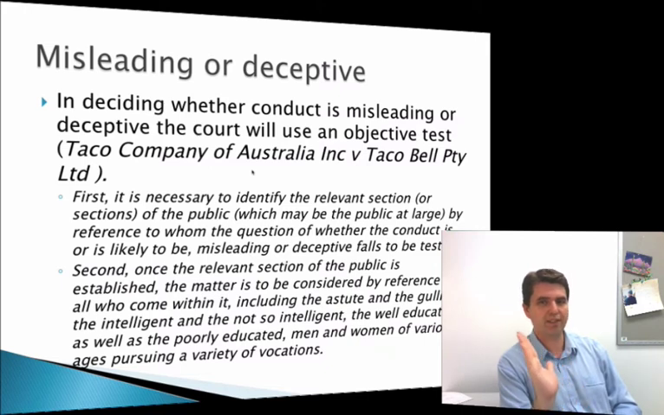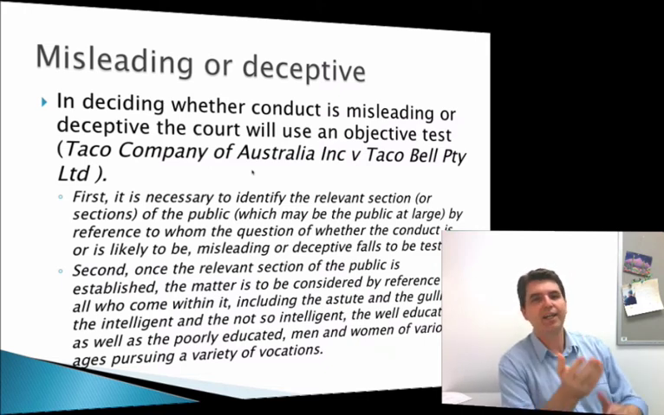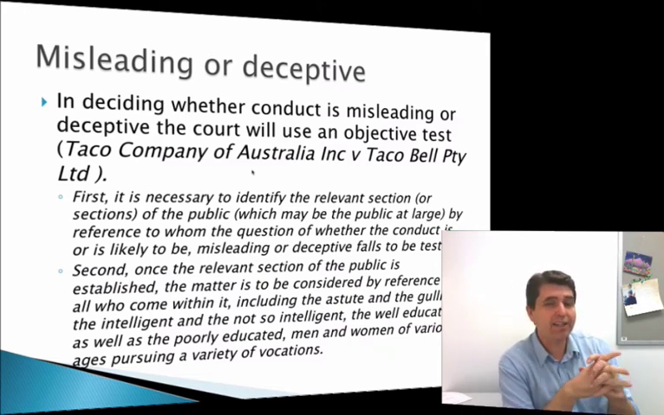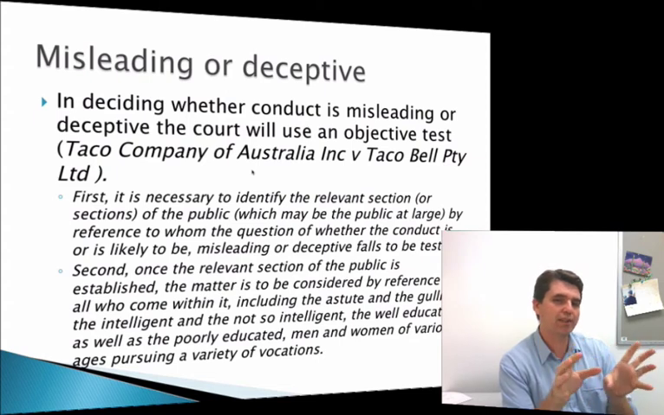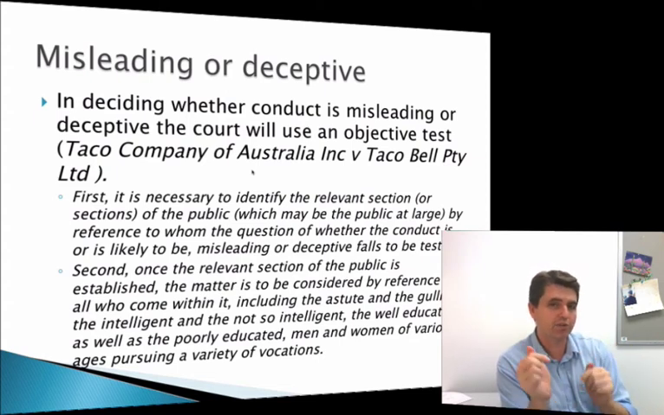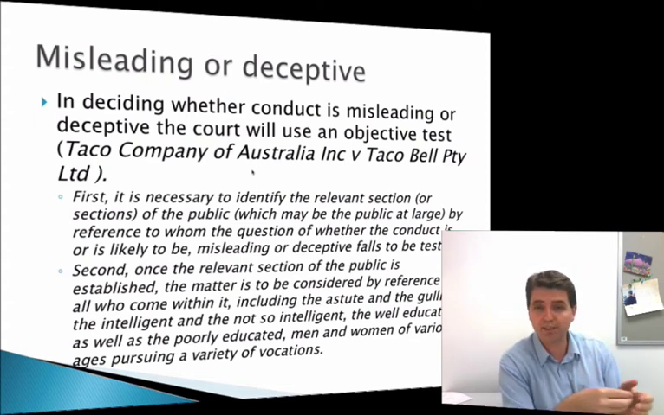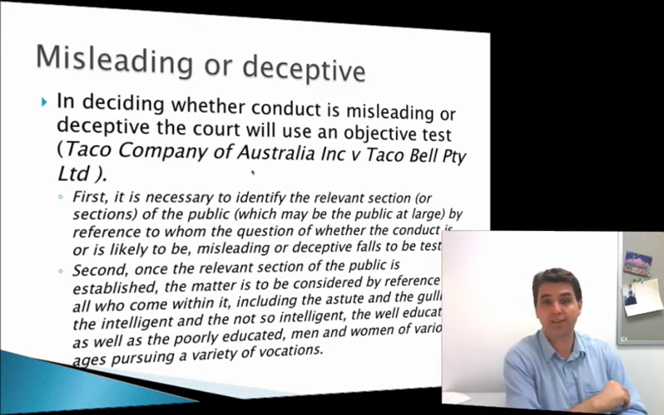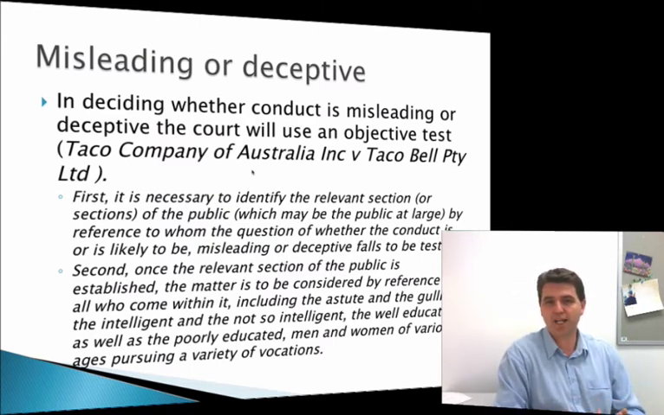The final thing we need to make sure is that it's misleading or deceptive or likely to mislead or deceive. Now, how do you work that out? This is probably the most important case of the whole section, because whether something's misleading or deceptive or likely to mislead or deceive is probably the toughest bit of applying this section. So why don't we have a look at Taco Company of Australia and Taco Bell.